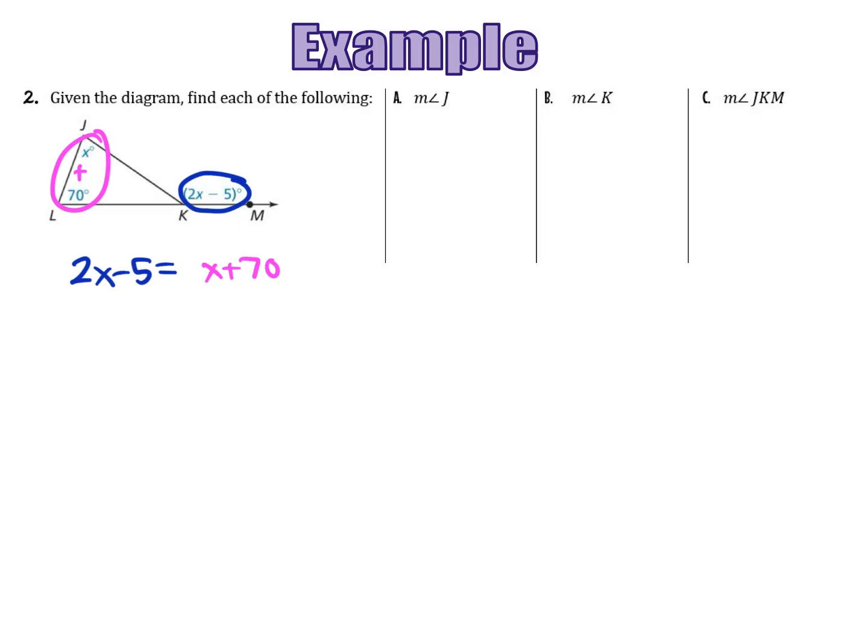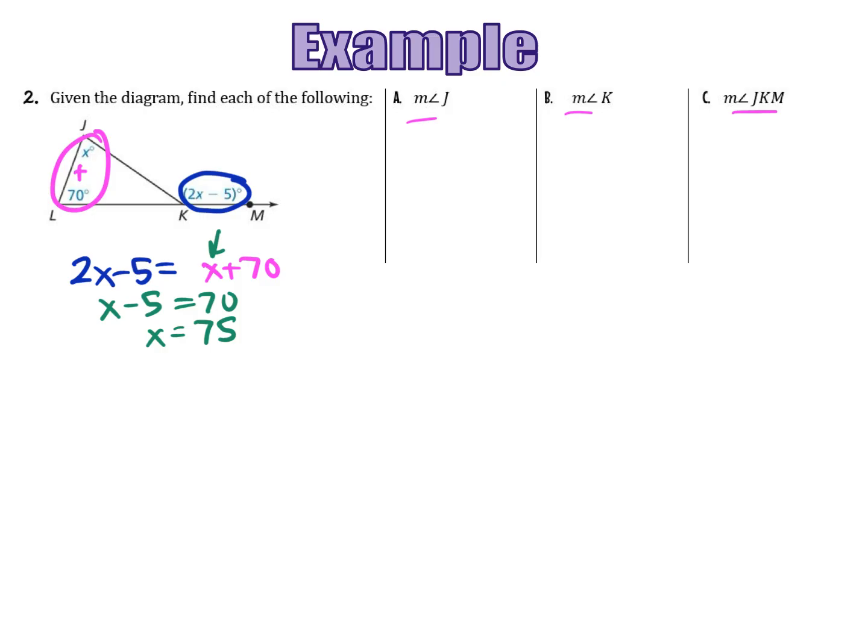So that's going to equal x plus 70. In order to identify any of these angles we're being asked about, we're going to need to first find the value of x. So let's go ahead and solve for x. If we subtract x on both sides here, that's going to give us x minus 5 equals 70. If we add 5 to both sides, that's going to give us that x is equal to 75.